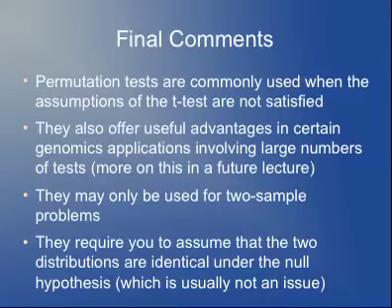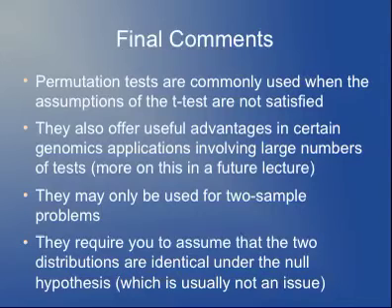So, some final comments on pros and cons of these various approaches. Permutation tests, you do see them used a fair amount nowadays when the assumptions of the t-test are violated. They're becoming an increasingly popular alternative to things like the Wilcoxon test, particularly, as I said, in high throughput genomics. They offer certain computational advantages.